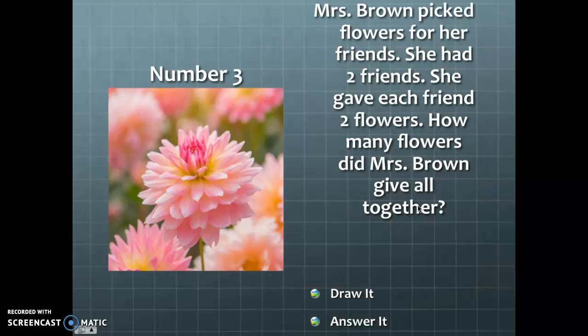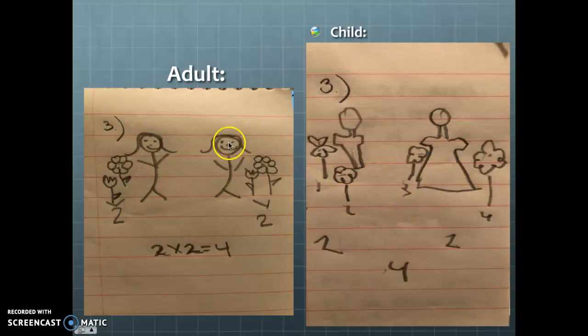Number 3, Mrs. Brown picked flowers for her friends. She had 2 friends. She gave each friend 2 flowers. How many flowers did Mrs. Brown give altogether? So here it looks like there are 2 friends, 1, 2. They each have 2 flowers, and they did 2 times 2 equals 4.